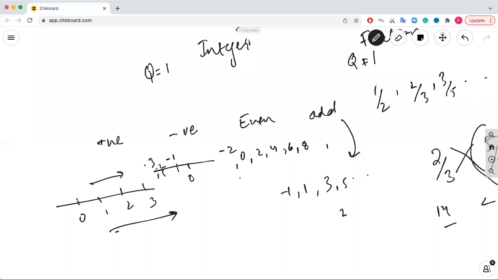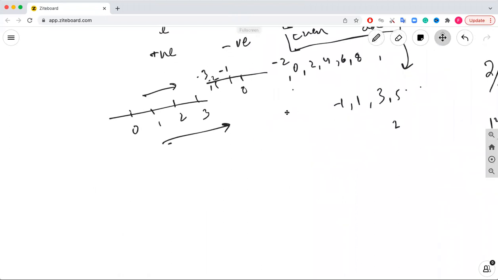Even and odd is a very broad topic, and we will discuss it. Do you have a doubt? In odd integers, -3, -5 will come, right? Yes, positive and negative both will be included.